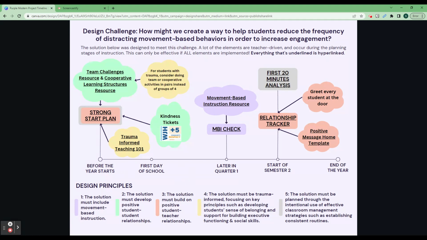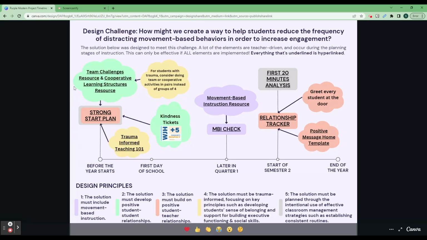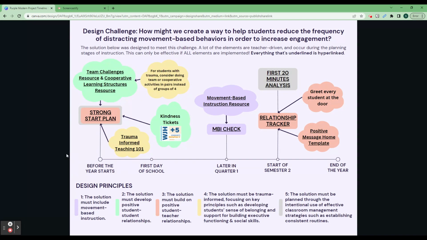And so the solution aims to address five different design principles, which are color coded. So the reason why these are all different colors is because each of them is filling a different part of the design challenge. So the first design principle that's addressed with the solution is the solution must include movement based instruction. So the elements of this solution that are purple are the pieces that incorporate movement based instruction.